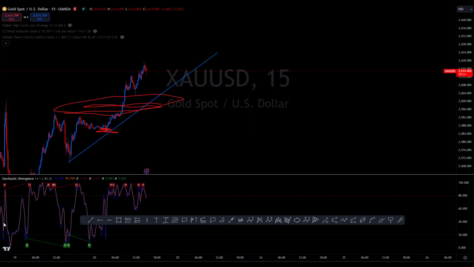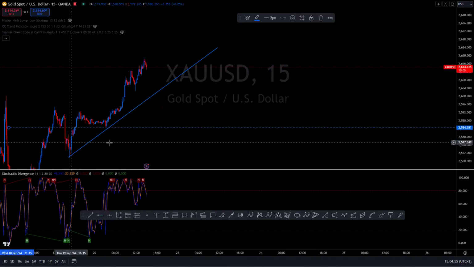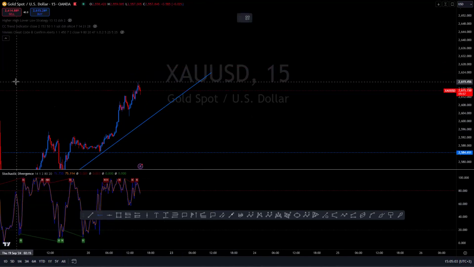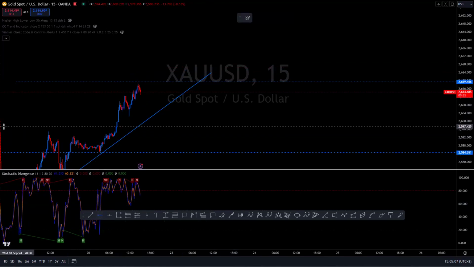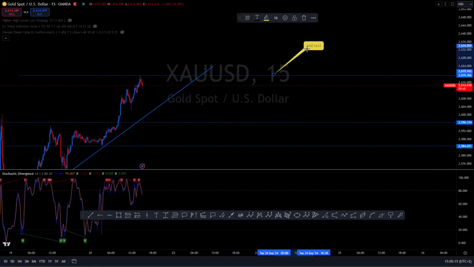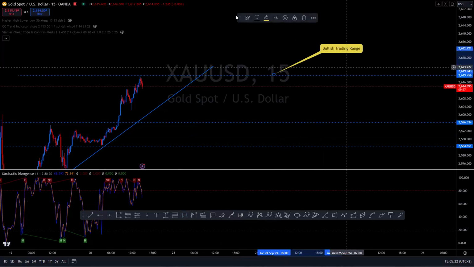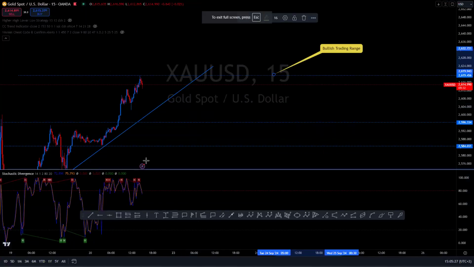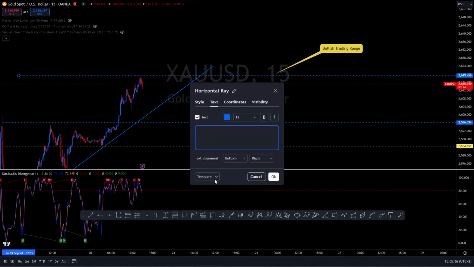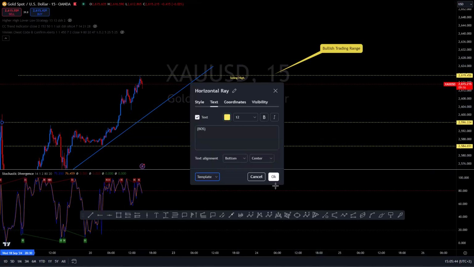So this is our swing low here. This is our swing high, and I say that it breaks the structure here. So we're in a bullish trend. I'm going to label these as the swing low and swing high.